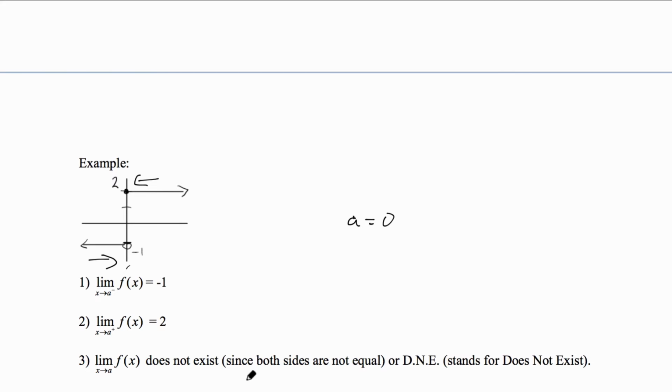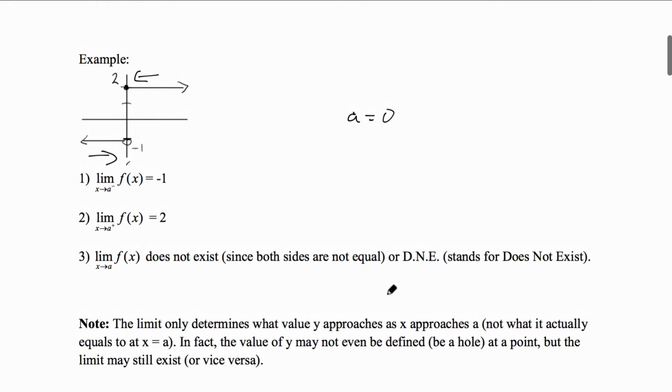And so the actual limit does not exist. Or DNE for short. Again, mathematicians like a sort of text speak. They like shorthand notation, okay? It's a little bit shorter, but it stands for does not exist.